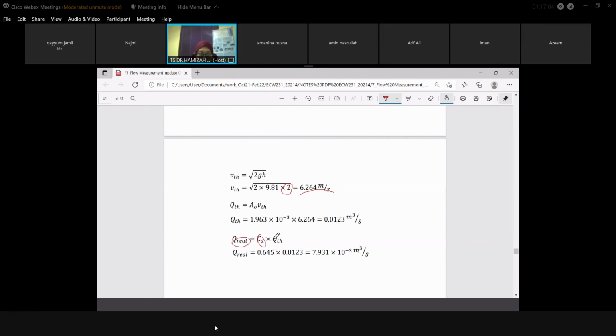Okay, so sama je. Q dia adalah AV, tapi dia ada CD. Okay, so kat sini sebenarnya sama je. CD darab area darab V. Okay, so area darab V, kita dah kira tadi. So, kita kena masukkan saja. Okay, bila kita use coefficients, dia jadi Q actual, Q real.